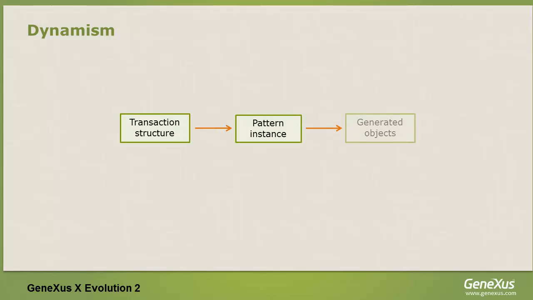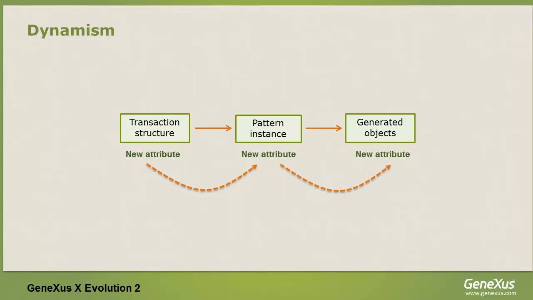Now let's go to a basic concept when it comes to working with patterns. Once the Work With pattern has been applied to a transaction, a dynamism is established. This means that the structure of the transaction, the instance of the pattern applied, and the objects generated are all synchronized. So, if we add a new attribute to the structure of the transaction, it'll be automatically viewed in the instance of the pattern applied, and also automatically, it will be added to the objects generated. Therefore, it'll be viewed when the application is executed. Likewise, if an attribute is removed from the structure of the transaction, it'll be automatically removed from the instance of the pattern applied and from the GeneXus objects generated.